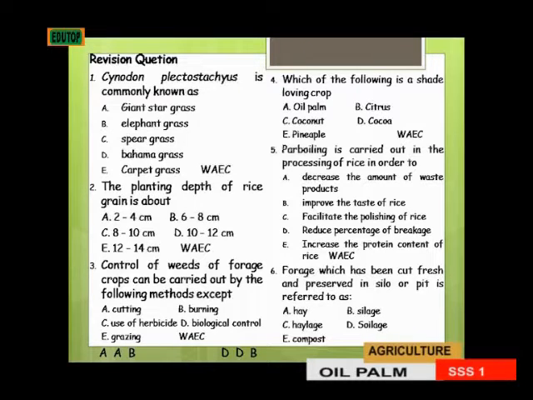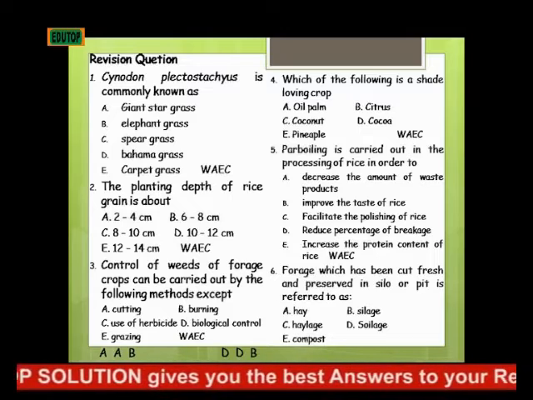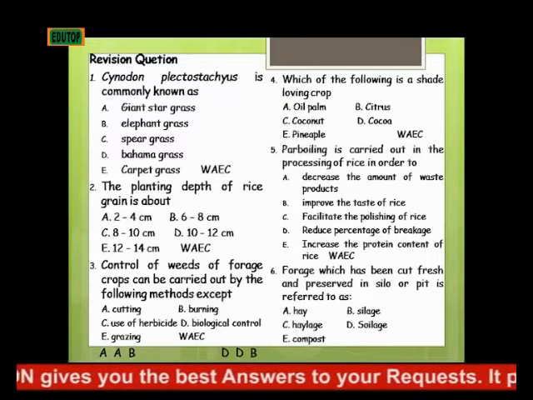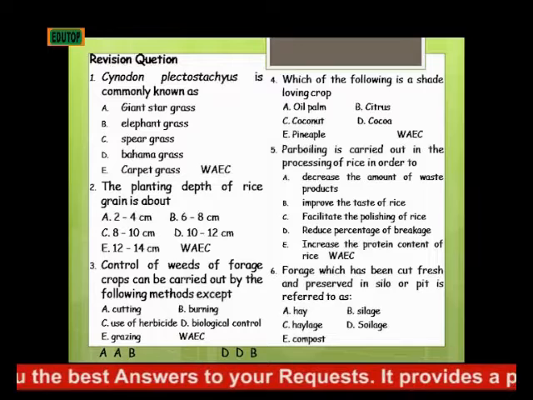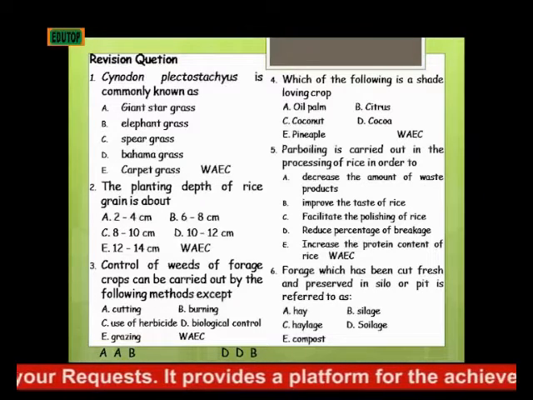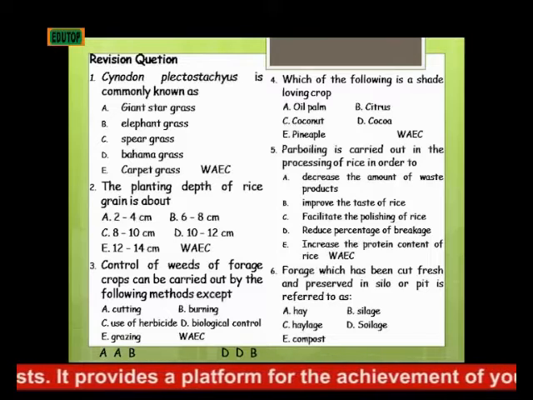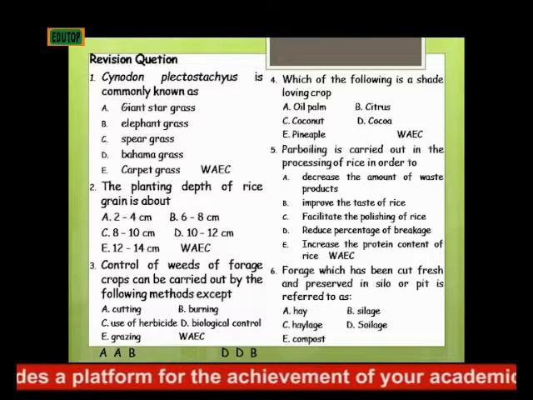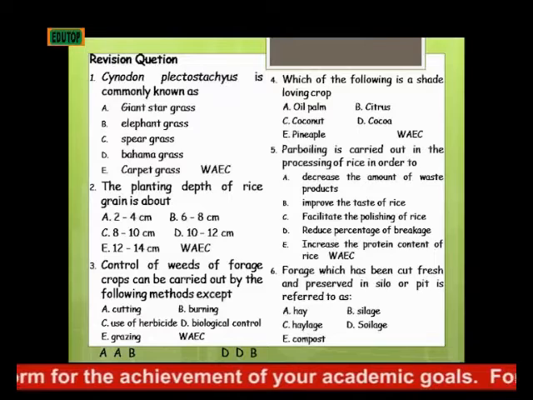Then the next question is that the planting depth of rice grains is about A. 2 to 4 centimeter, B. 6 to 8 centimeter, C. 8 to 10 centimeter, D. 10 to 12 centimeter, E. 12 to 14 centimeter. The answer is A. 2 to 4 centimeter.